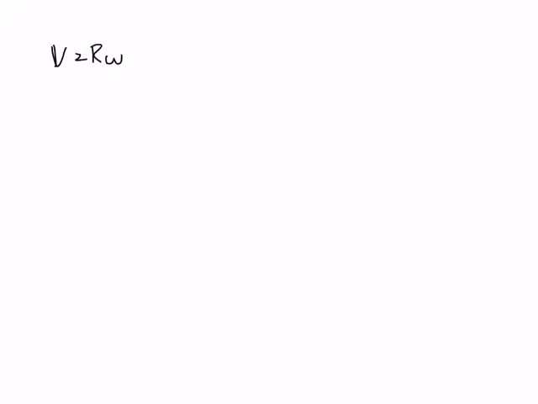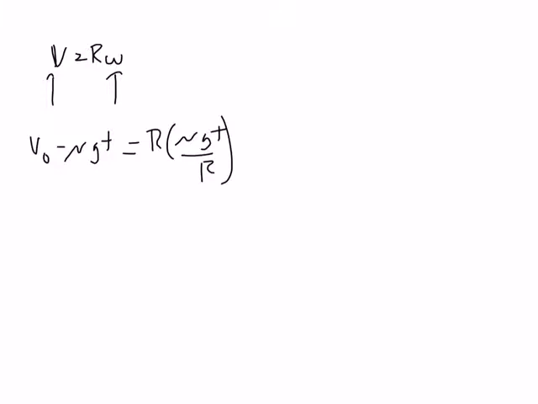And so we have functions, we have this as a function of time, and this is a function of time. So we want to figure out what time this relationship happens at. So we can go back and look at our answer. We get V equals V naught minus mu gt, and that must equal, at some time t, r times mu gt over r. Right? So we can cancel those r's.